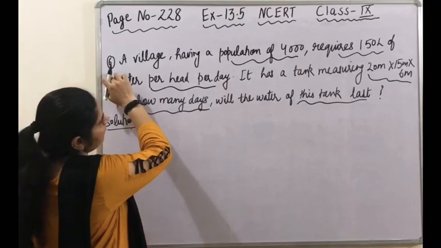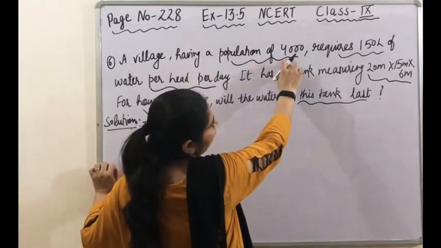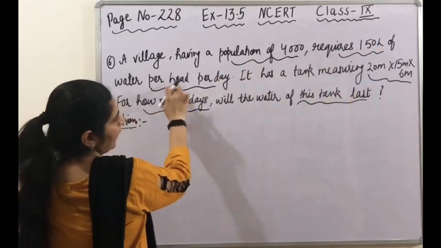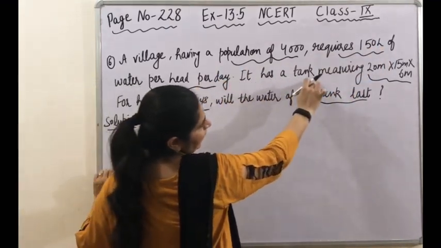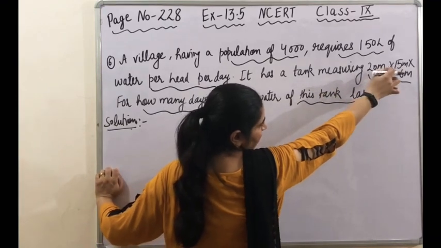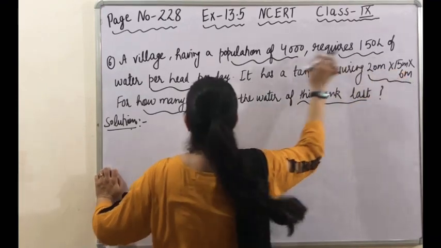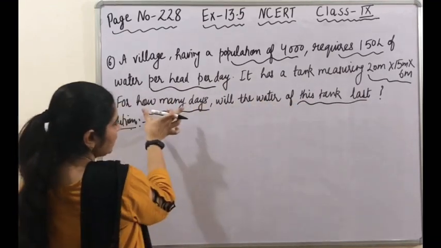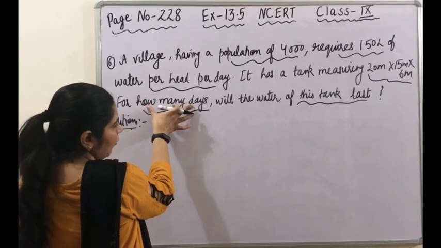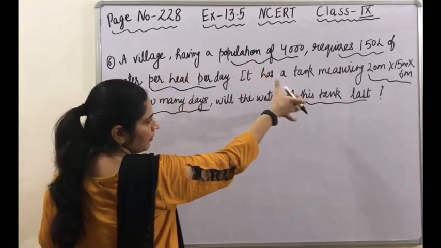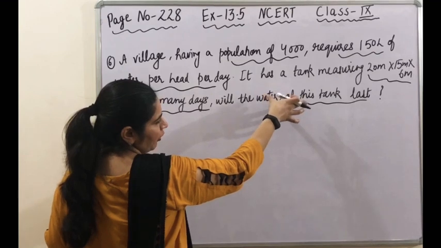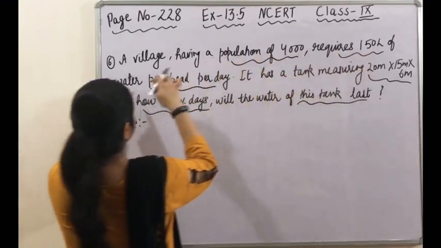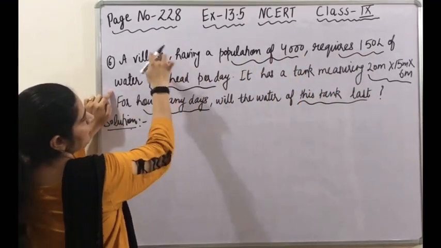In question number 6, a village having a population of 4,000 requires 150 liter of water per head per day. It has a tank measuring 20 meter into 15 meter into 6 meter. For how many days will the water of the tank last? Means we have to find out for how many days we can use the water from the tank. We have to write down here 150 liter of water per head per day is required.